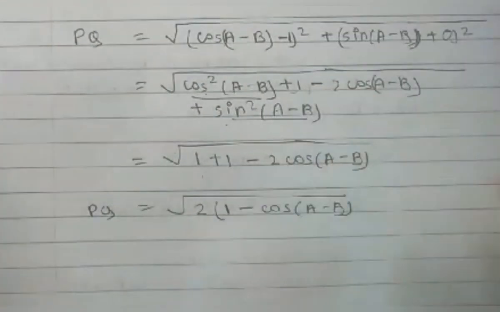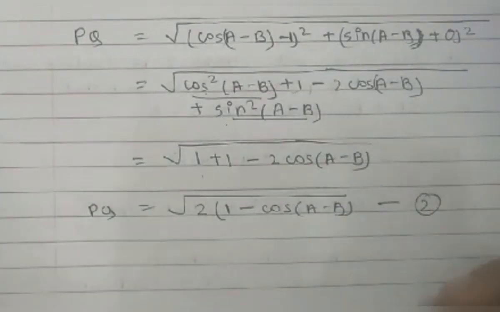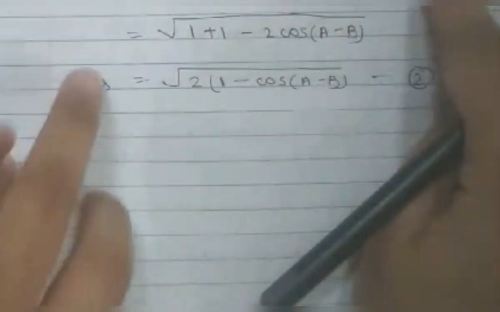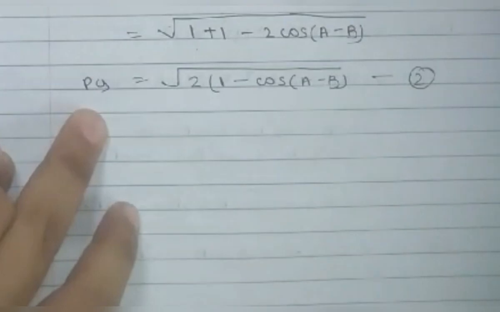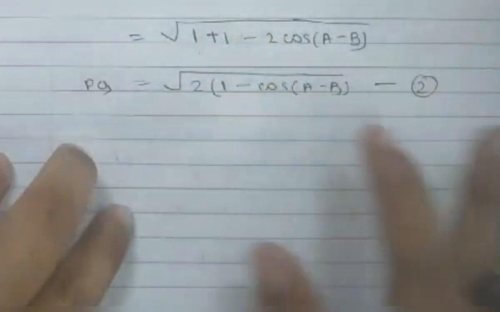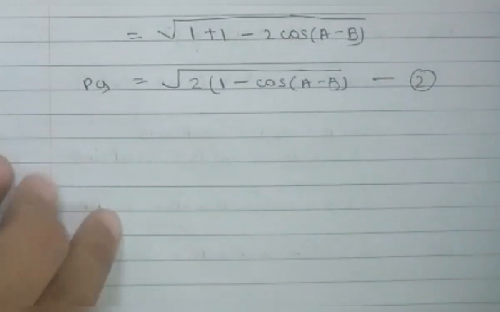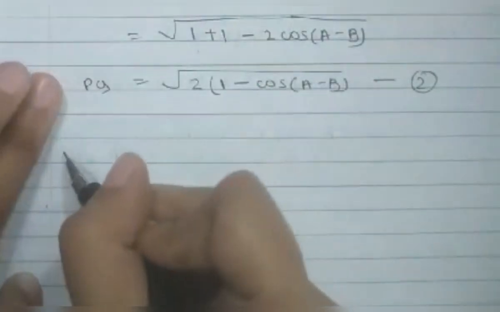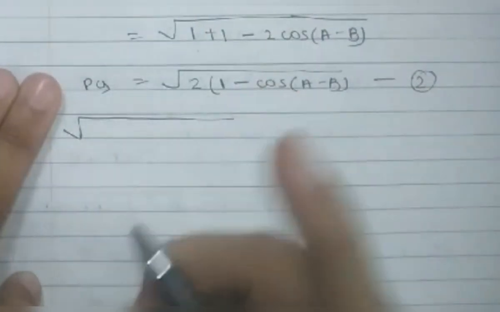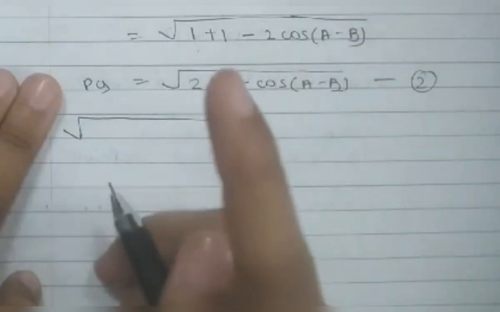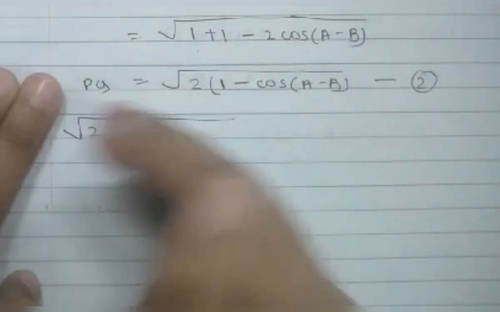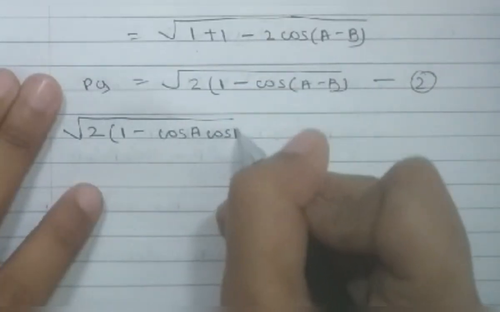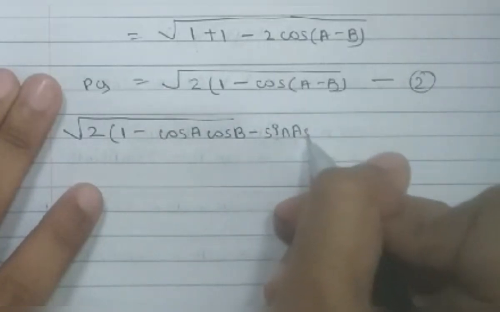So this is the value we got for PQ. You can mark this as equation 2. Now what we will do is equate equation 1 and equation 2, because PQ is the same in both, and the length of PQ is not changing. So by equations 1 and 2, from equation 1, what was PQ? You can resume the video and go back and see. In equation 1, PQ was root of 2 into 1 minus cos A cos B minus sine A sine B.